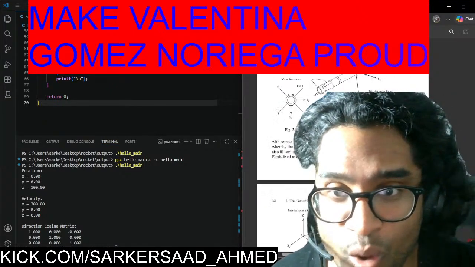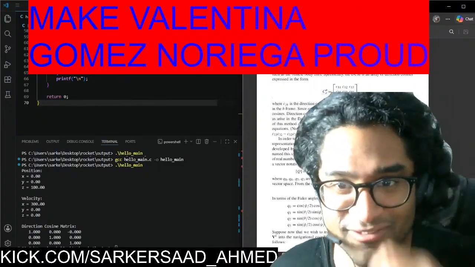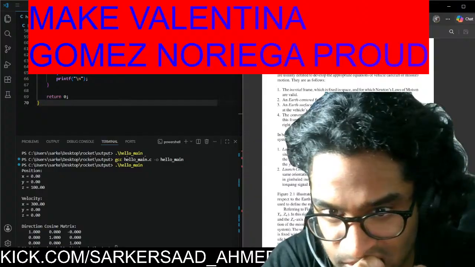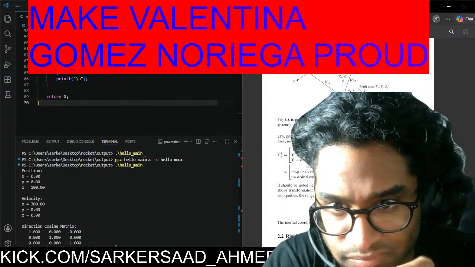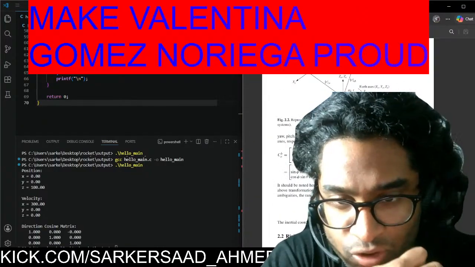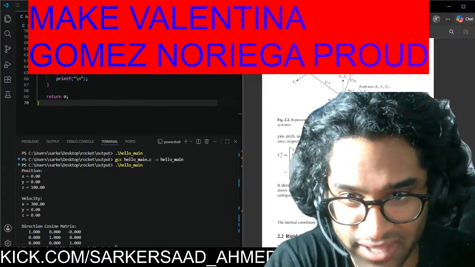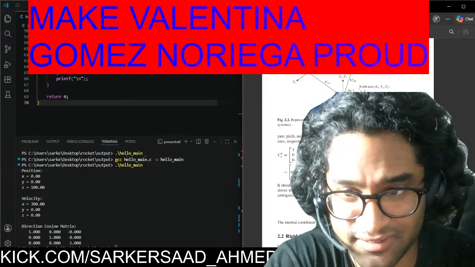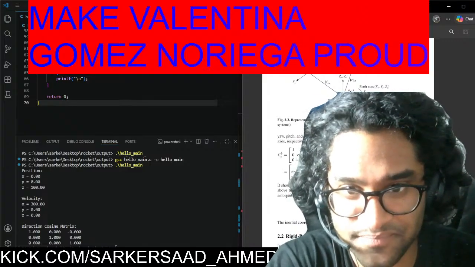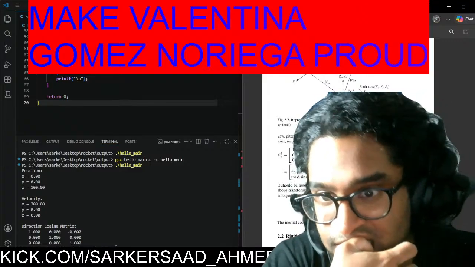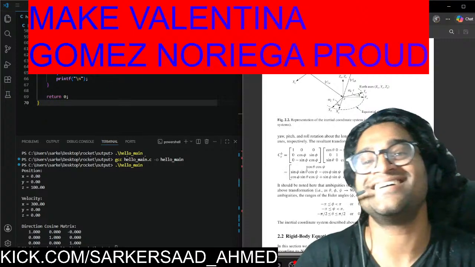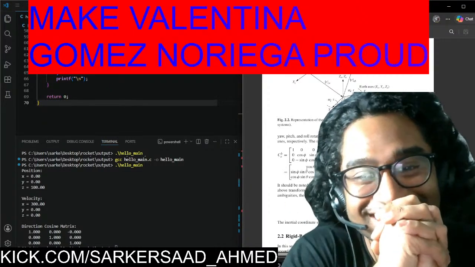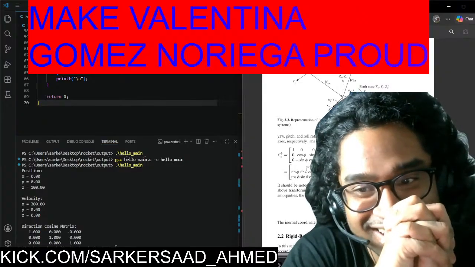Oh, okay. The matrix is given. Is it given? No, it's not. But okay. Cosine theta, cosine phi, not phi, psi. Cosine theta, sine psi, minus sine theta. Ah, now I get it. Now I get it.